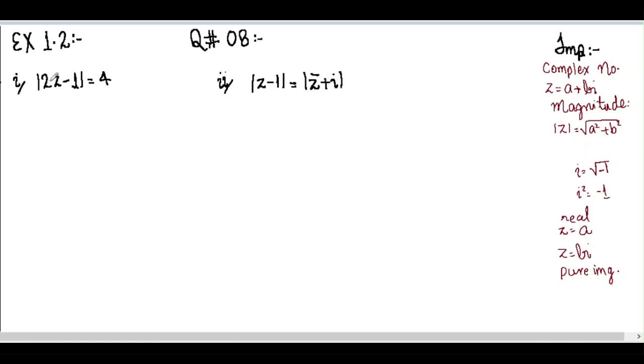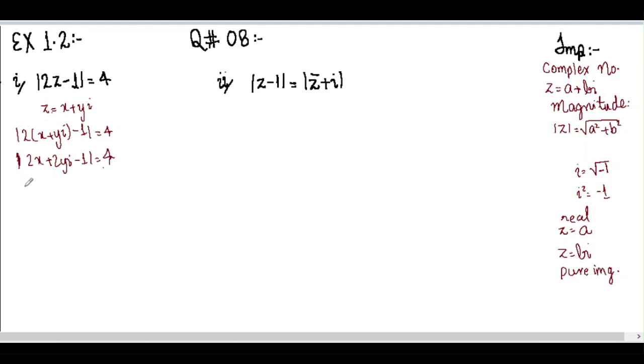Part 1 says modulus of 2z minus 1 equals 4. So z is a complex number which is x plus y iota, because this is what we are given in the question. Z equals x plus y iota. Now we are going to put it over here. It becomes 2 into x plus y iota minus 1 equals 4. So it becomes 2x plus 2y iota minus 1 equals 4.